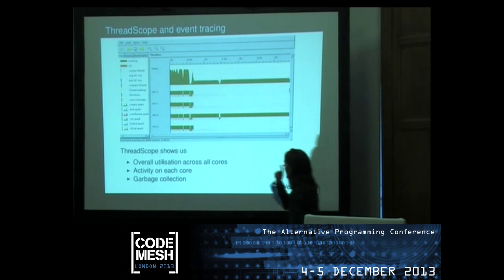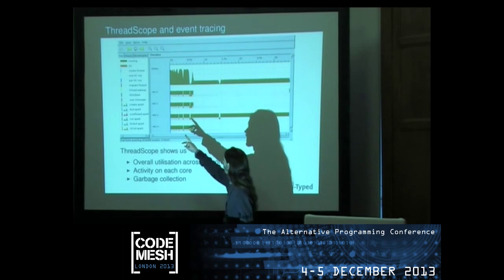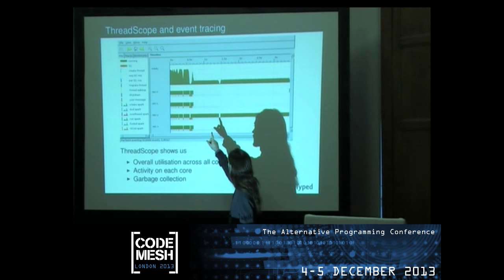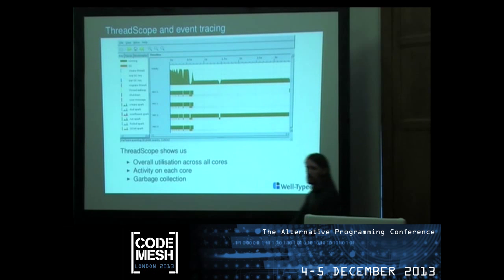It also shows us the garbage collection. These orange bits are garbage collection. So you can see here we're probably doing a major GC, so we're pausing evaluation and doing GC there.